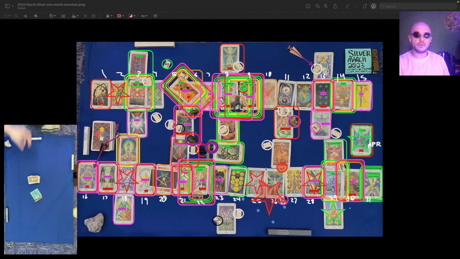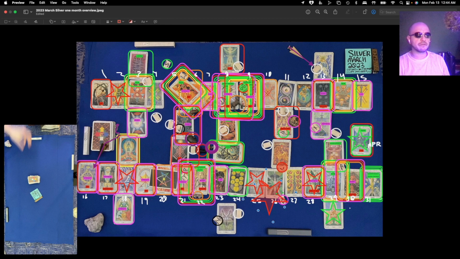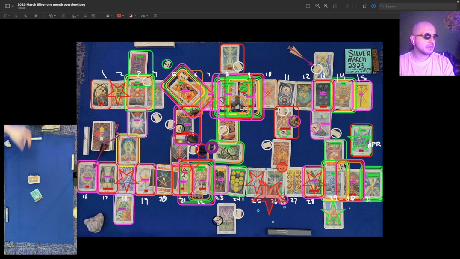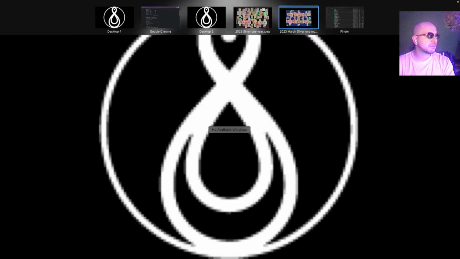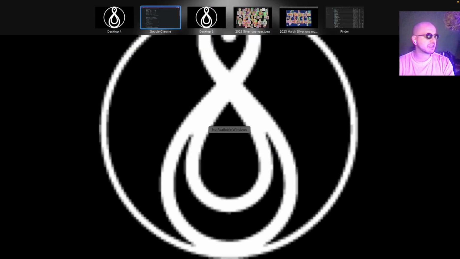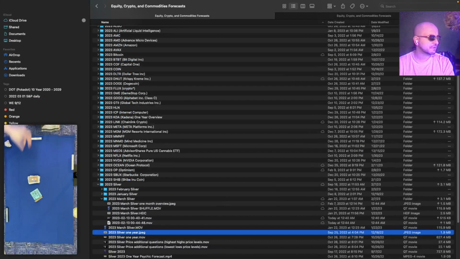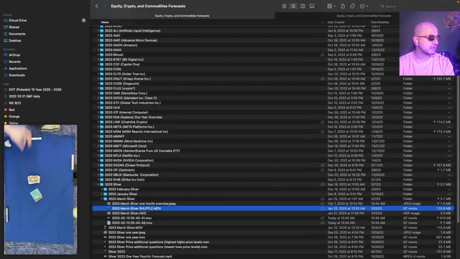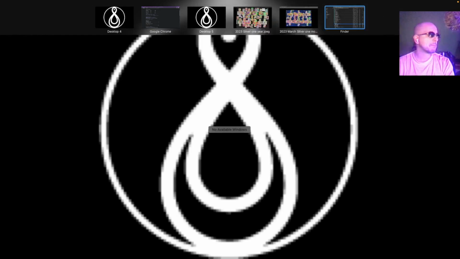This is the silver 1 month overview reading for the month of March 2023. It's currently February 13th, 2023, 12:44 a.m. Eastern Time. Silver at the time of this reading, spot price for an ounce of silver is $22.17. And the shuffle file we're about to play was created on January 22nd, 2023. It's 12:23 a.m. Eastern Time.